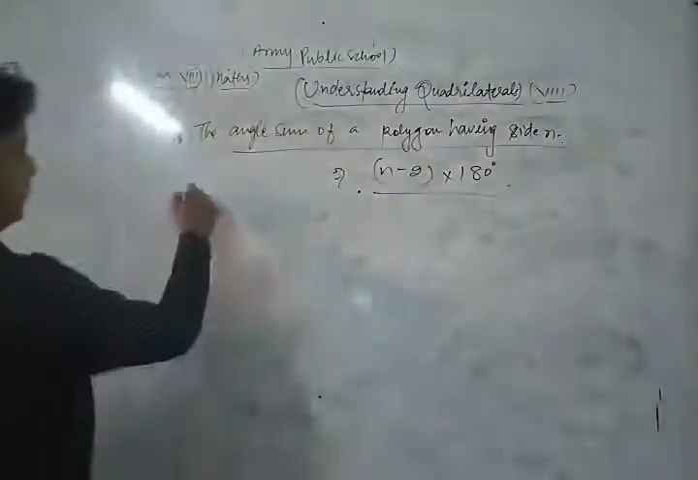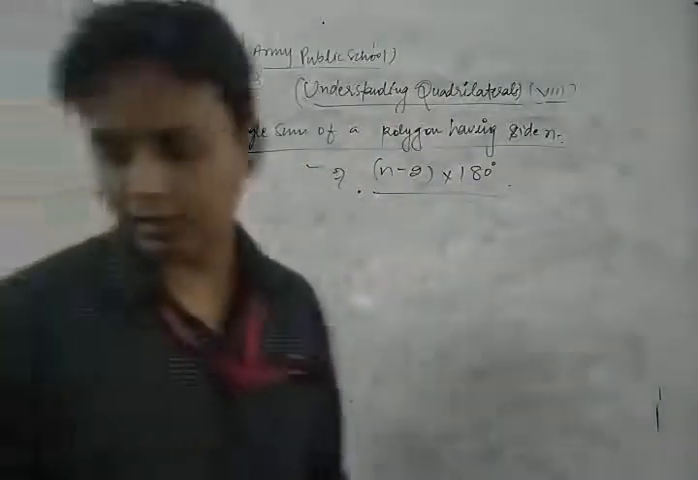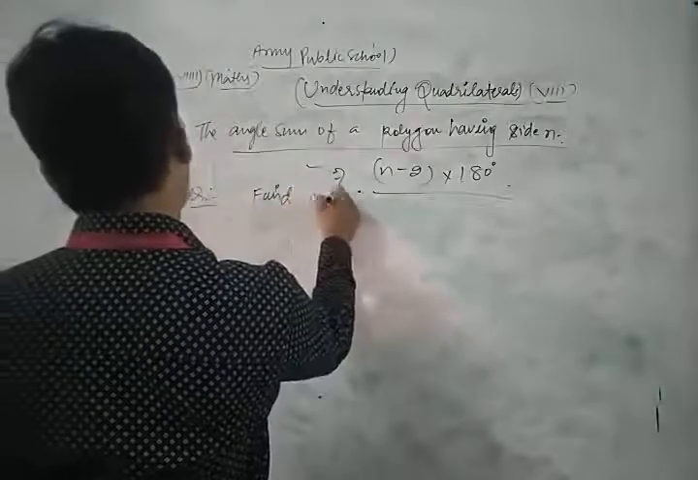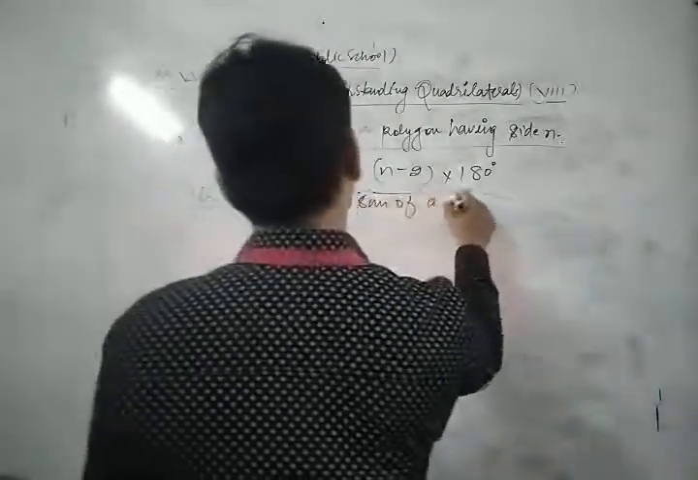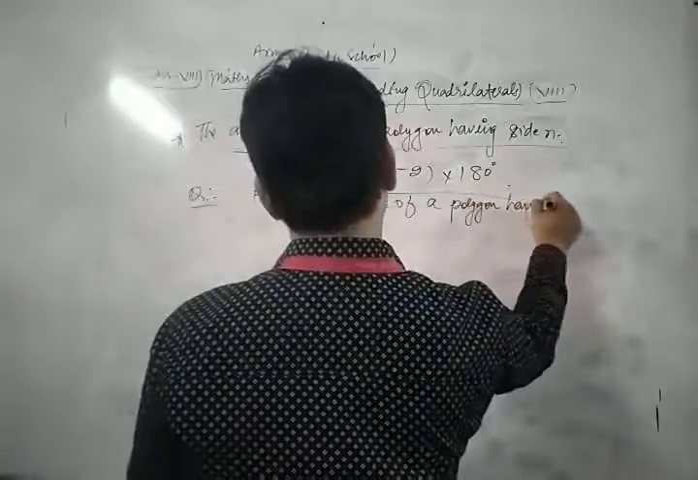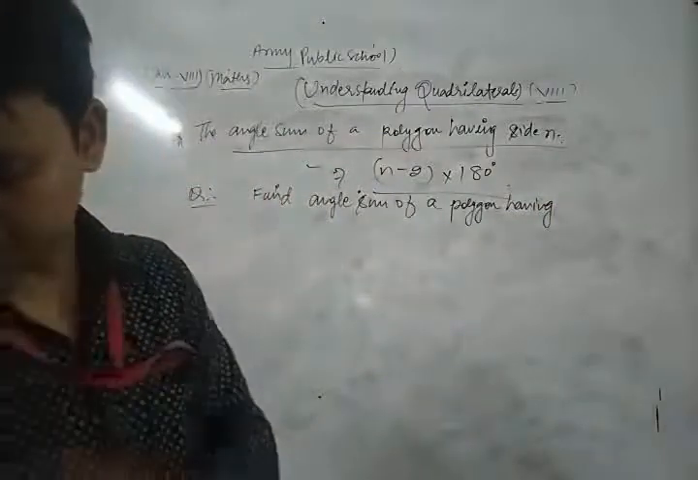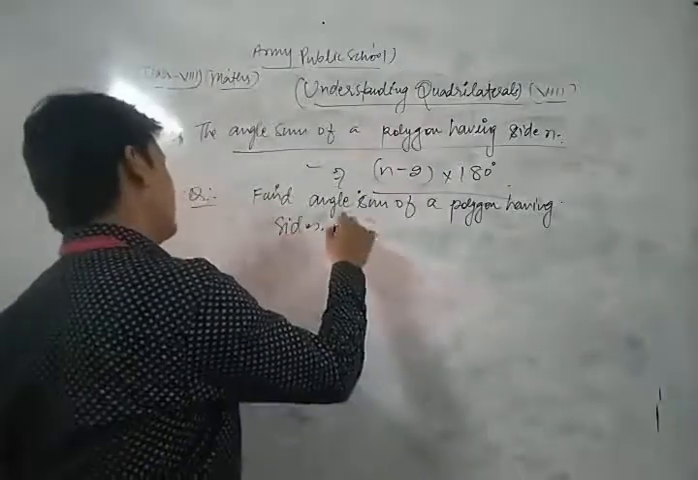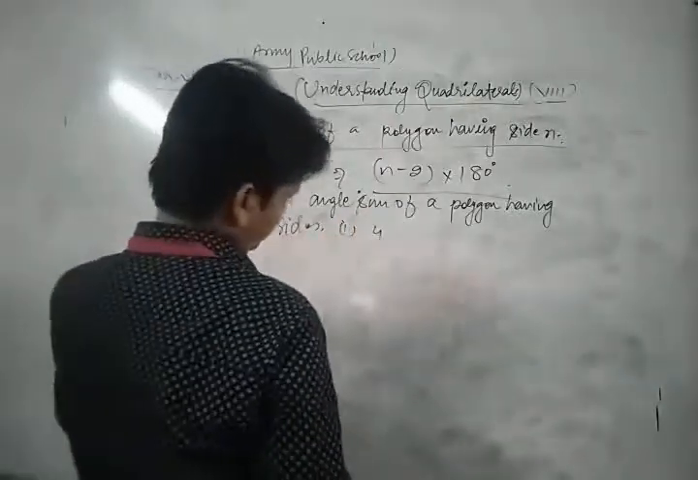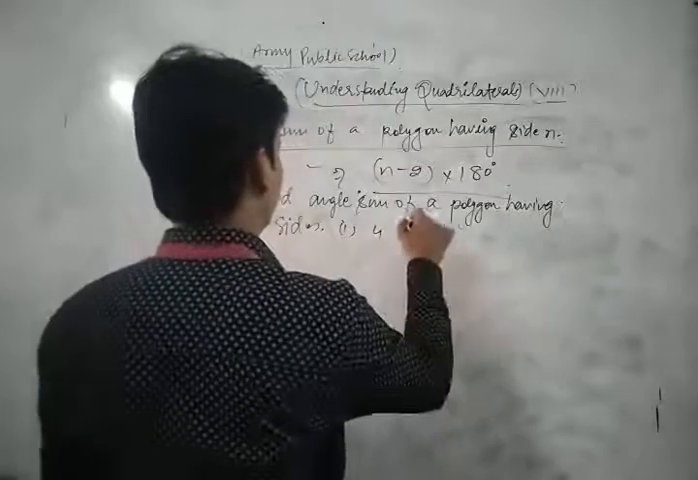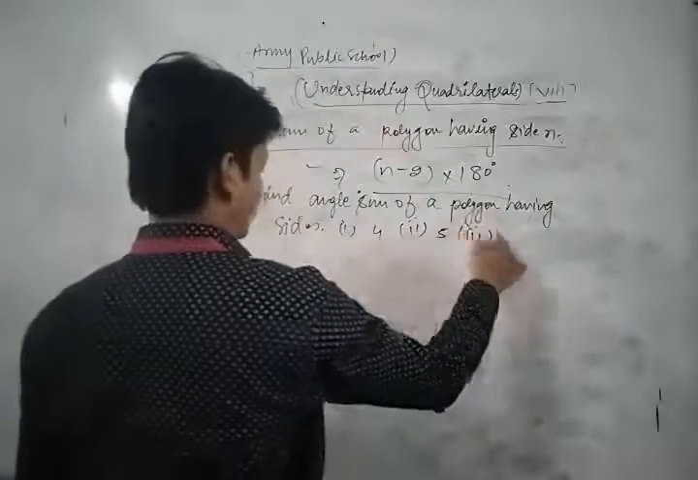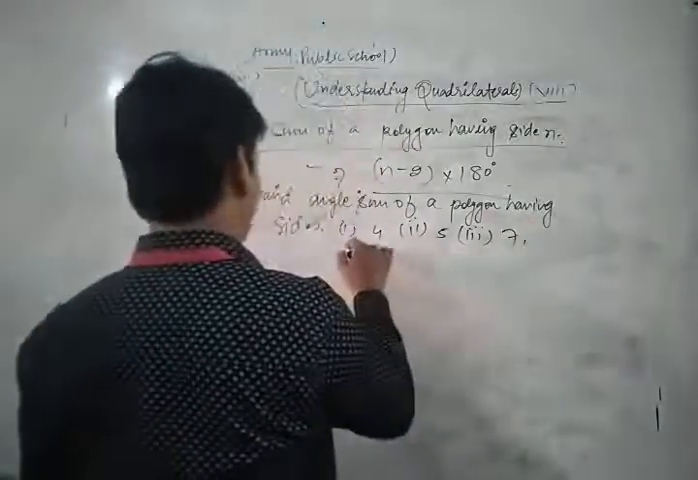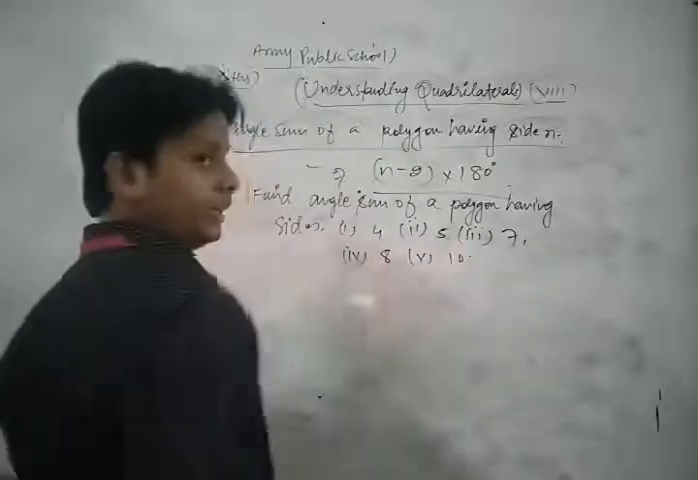Okay. Now we take some important questions based on this formula. Find the angle sum of a polygon having sides: first 4, second 5, third 7, fourth 8, and finally 10. Okay.